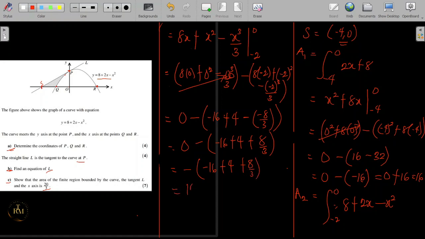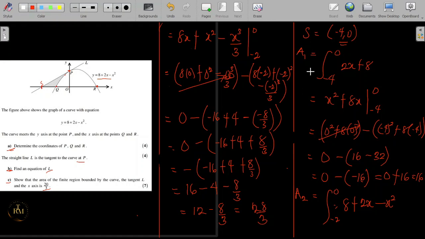And that will give me 16 minus 4 minus 8 over 3. Right? And that should give me 12 minus 8 over 3. And that should give me 3 times 12, which is 36, 36 minus 8. So that will give me 28 over 3. So for the second one, I have 28 divided by 3.